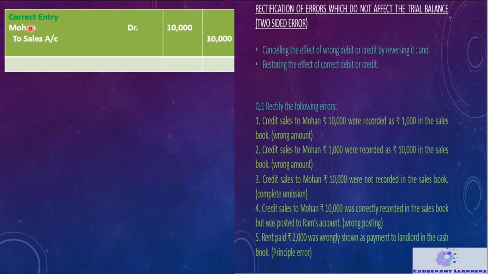So if you see here, Mohan and sales, if we post this entry into the ledger, what are the two accounts it will be posted in? The two accounts are Mohan and sales. So in Mohan's account it is to be debited, in sales account it is to be credited. Okay, now what happened exactly? What we did here, by mistake it is posted to Ram's account.